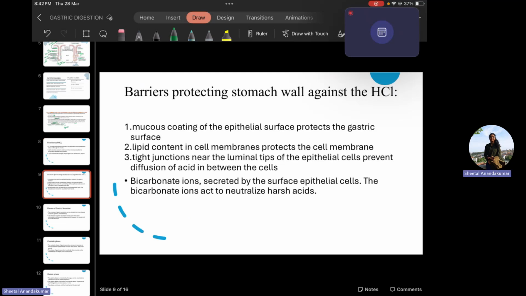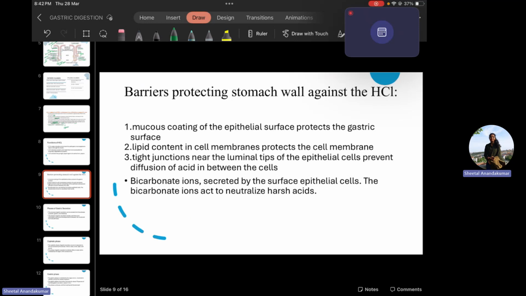Then we're going to talk about the barrier protecting the stomach wall against HCl. This is really important, because if there is some kind of a break in the barrier, then in such a condition there could be ulcers formed. Peptic ulcers or gastric ulcers are because of this condition. So the barrier is really important.